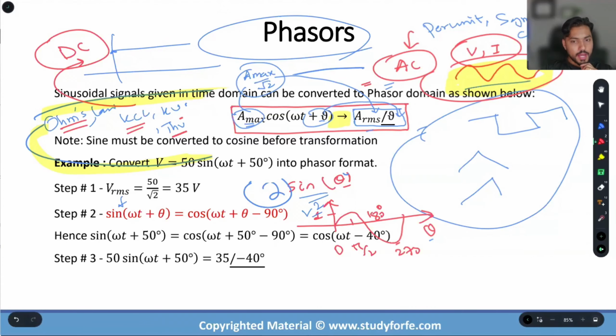Okay. And once you have your quantity, voltage, current, power, or your impedance in this form, you can now go ahead and use Ohm's law, KCL, KVL, Thevenin, Norton, superposition seamlessly. But this conversion of a sinusoidal waveform from a time domain representation into a phasor domain representation is necessary. You cannot simply use the time domain.